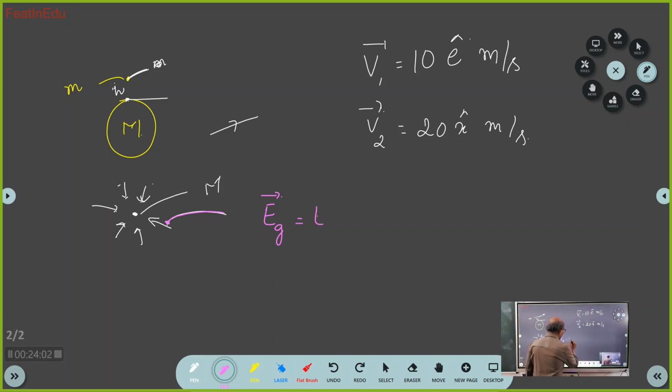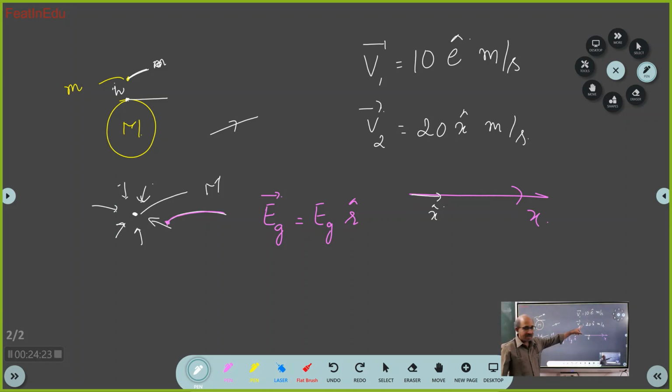Now Eg bar I can write as Eg into R cap. What is R cap? When I say X cap, supposing this is the X direction, then the unit vector in this direction becomes X cap. So if I multiply 20 by X cap, I am multiplying the magnitude by the unit vector, and from this symbol I can tell that the car is moving at 20 meters per second in the X direction.